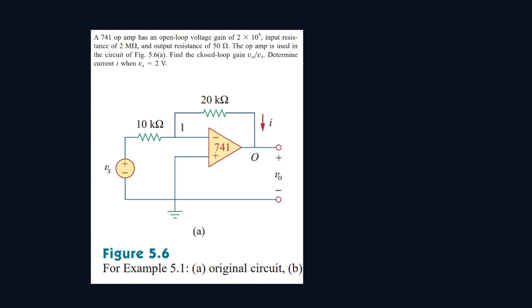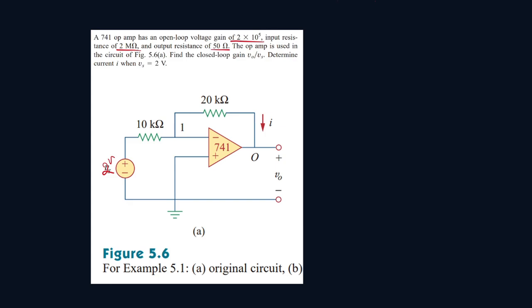Okay, so for the following circuit here, we're told that the voltage loop gain is 2 times 10 to the power 5. The input resistance is 2 mega ohms, and the output resistance is 50 ohms. And the op amp is used in this following circuit here. And we have to find the closed loop gain and find I when Vs is 2 volts. So we'll just replace Vs with 2 volts here.